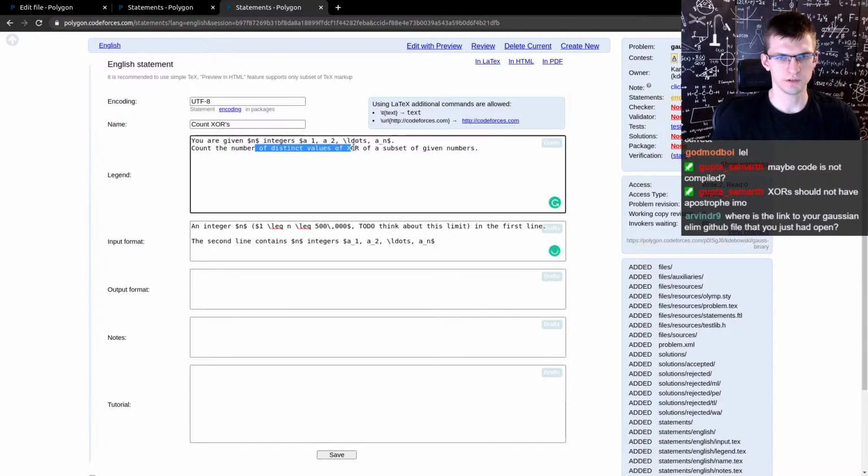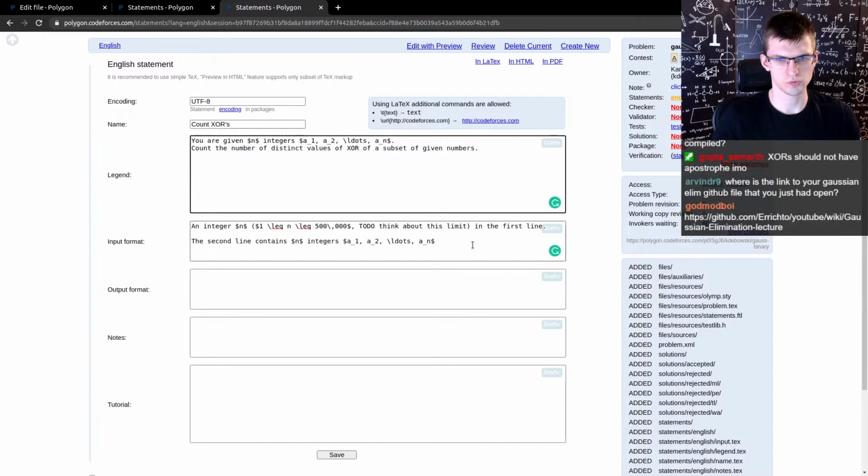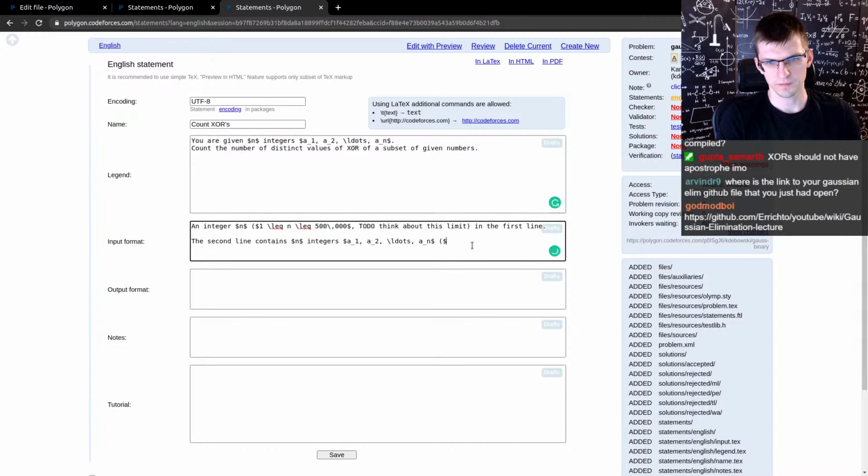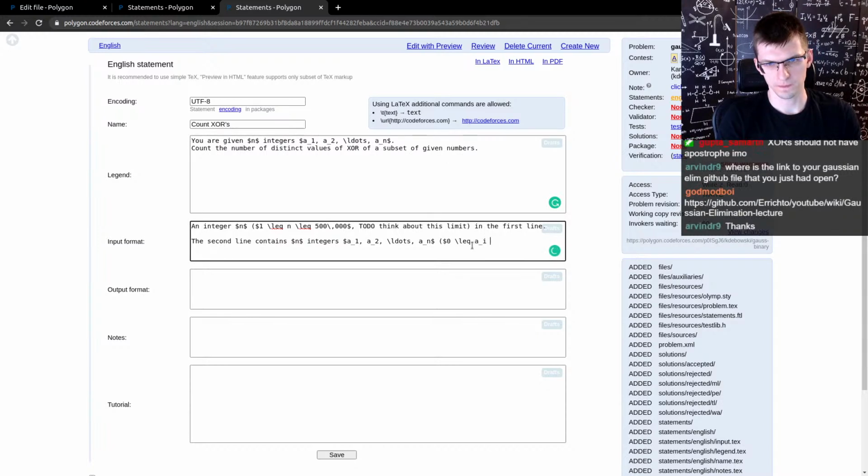Count the number of distinct values of XOR of a subset of given numbers. Yeah, fine. Everything is in long type from 0 to 10 to the 18th. That's it, I think, about input.